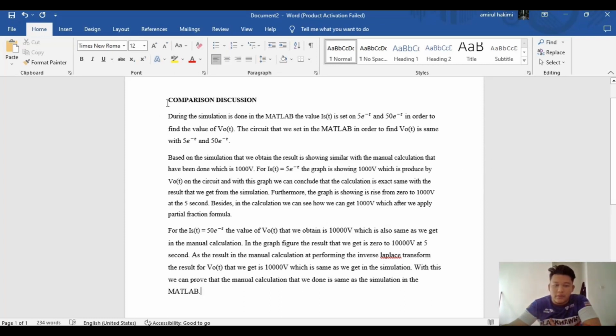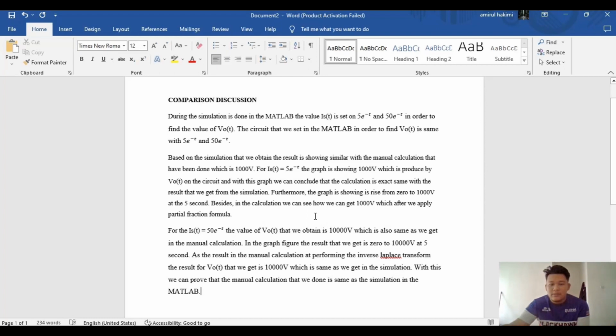So here I will explain about the comparison discussion, which is from simulation, and comparison which is from manual calculation. During simulation in MATLAB, the circuit that we did for 5e^-t and 15e^-t is the same circuit, which is the circuit we do not change. And for the simulation that we are doing, the result for the 5e^-t that we get is 1000 volt, which is produced on Vout.